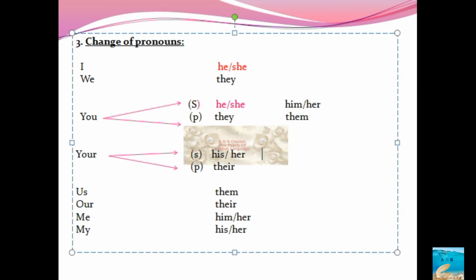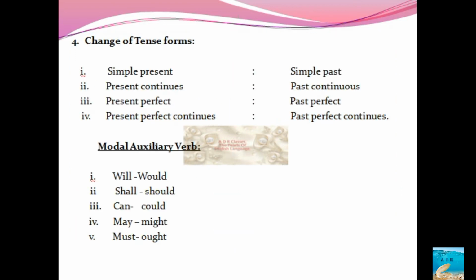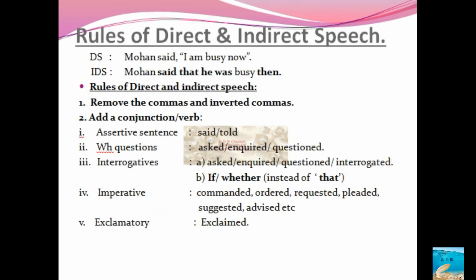Now the fourth rule is, I hope you know the rules here. First rule is remove the commas and inverted commas. Add a conjunction is the second rule there, or add a verb form. If it is an assertive sentence, we are supposed to use said or told. For WH questions, asked, inquired, questioned. For interrogative questions we are supposed to use asked, inquired, questioned or interrogated, or we can also use if or whether. For an imperative sentence we can use commanded, ordered, requested, suggested, pleaded, advised, etc.